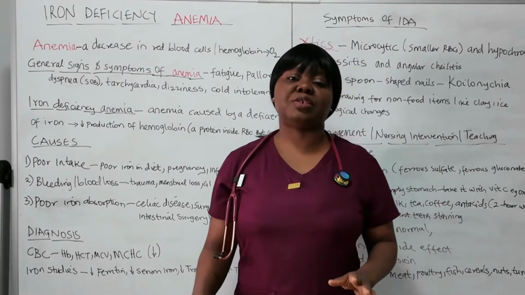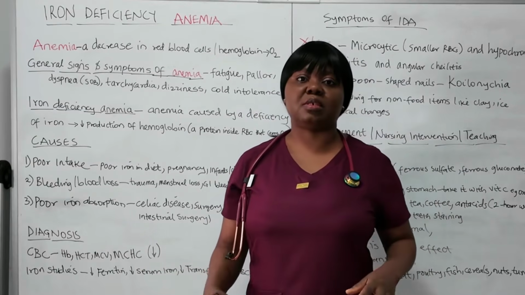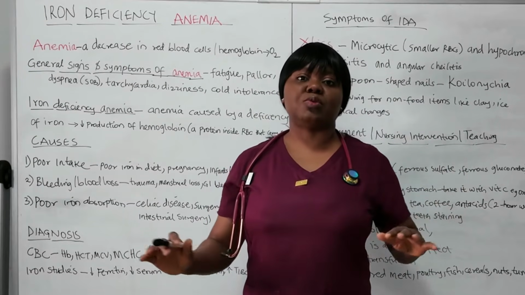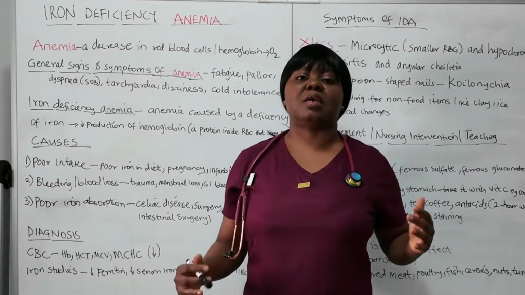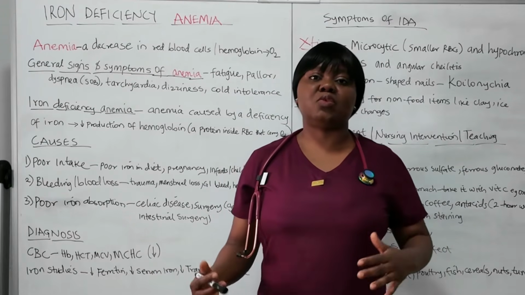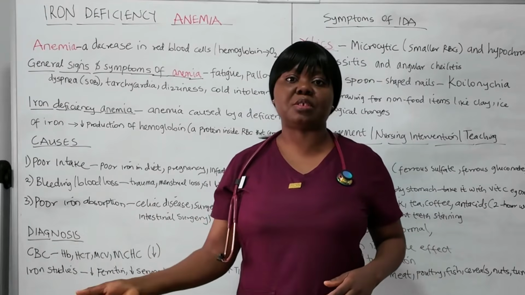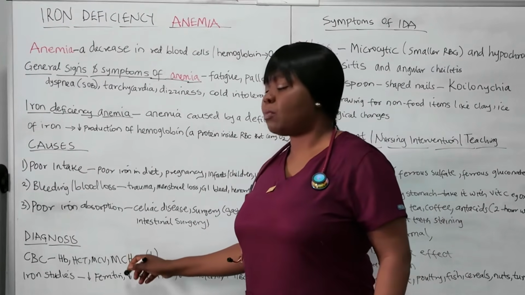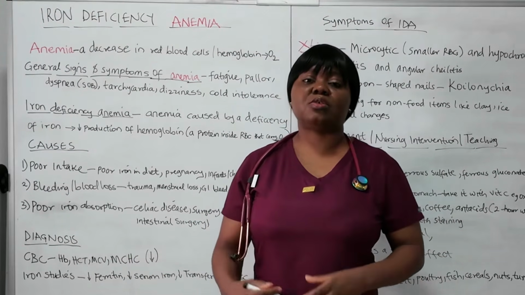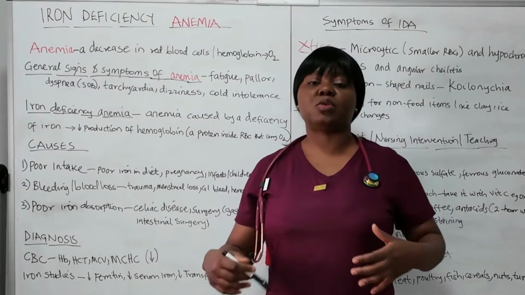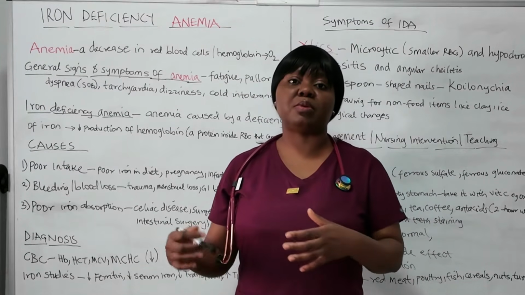The normal range is 80 to 100 femtoliters. That's what we call normocytic, meaning normal size. But if it's less than 80, it will be microcytic. If it is greater than 100, it will be macrocytic. Then the mean corpuscular hemoglobin concentration has to do with the color of hemoglobin, or the concentration of hemoglobin in the red blood cells.